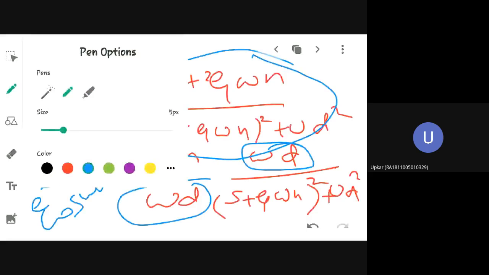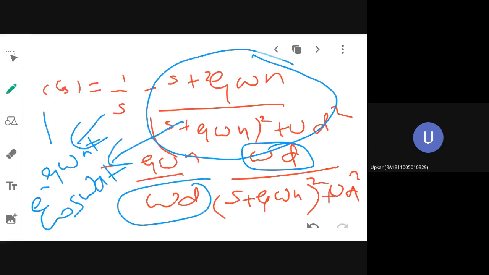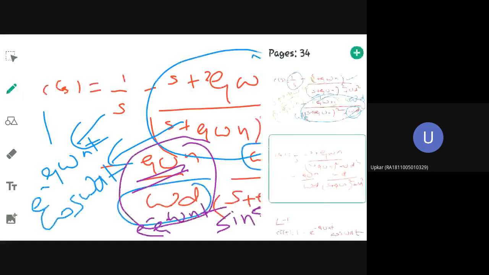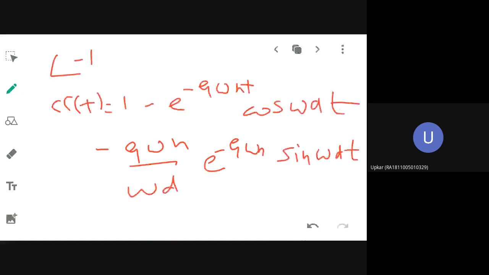What will you have for this term? This term, minus zeta omega n omega d divided by omega d. Same way, if I take the inverse Laplace transform, I will get e power minus zeta omega n t into sine omega d t. The remaining terms, zeta omega n will be left out and omega d will be left out. Okay, so I am going to rewrite that equation. This is how I have got that expression after taking inverse Laplace transform.